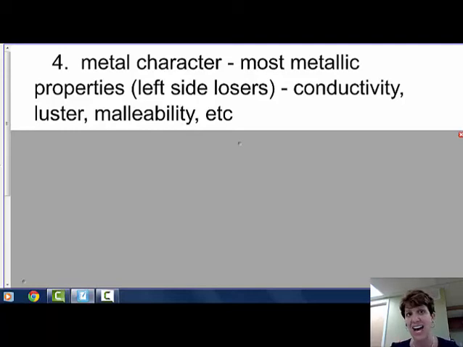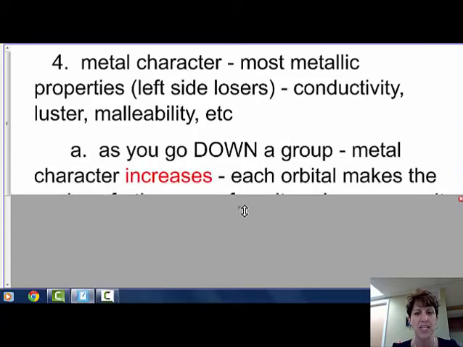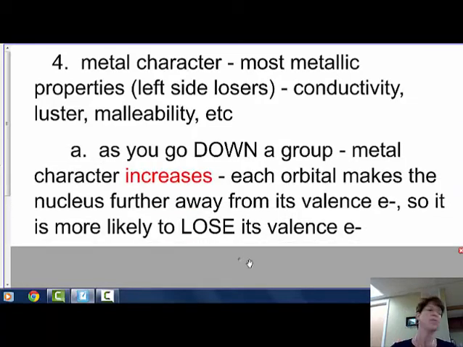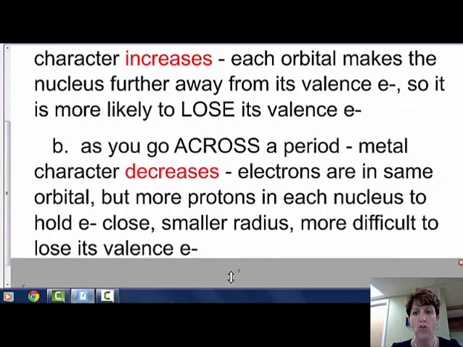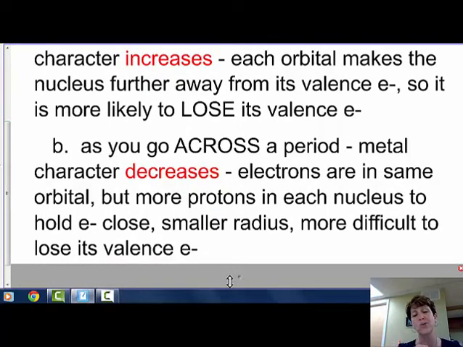Losing an electron is called oxidation. They oxidize really easily. So metallic character, most metallic properties, those are our left side losers, means they have things like conductivity, luster, malleability. So as you go down a group, that metal character increases because big radius, easy to lose electrons. All right. As you go across the period, the metal character goes down.